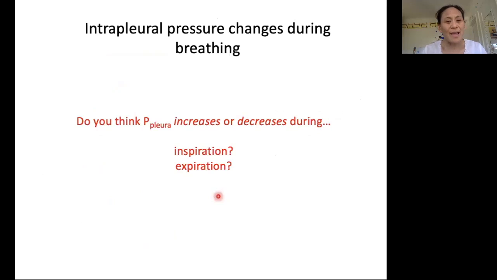All right, one last topic that I want to address here with intrapleural pressure is how intrapleural pressure changes as we breathe. Okay, so another place where I want you to hit pause and think about this question. Basically, what do you think happens to the pressure in the pleura during inspiration and expiration? Do you think it increases or decreases? So go ahead and hit pause until you're ready to talk about it.